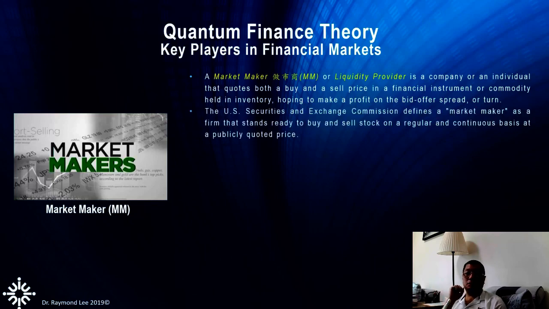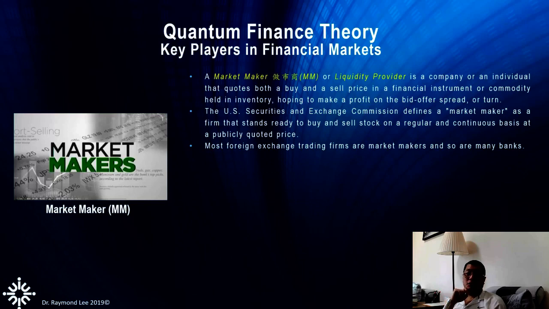So the U.S. Securities and Exchange Commission, SEC, defines a market maker as a firm that is ready to buy and sell stock or any other things continuously, in the sense that you cannot stop people doing so. Which means every time people want to buy or sell things, you should allow them to do so. So it is different from the stock market, right? In the stock market, you have to wait for other parties.